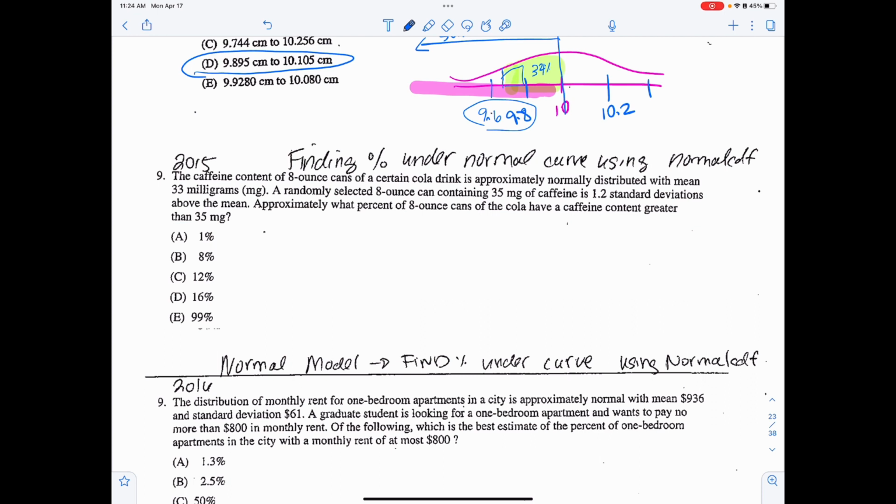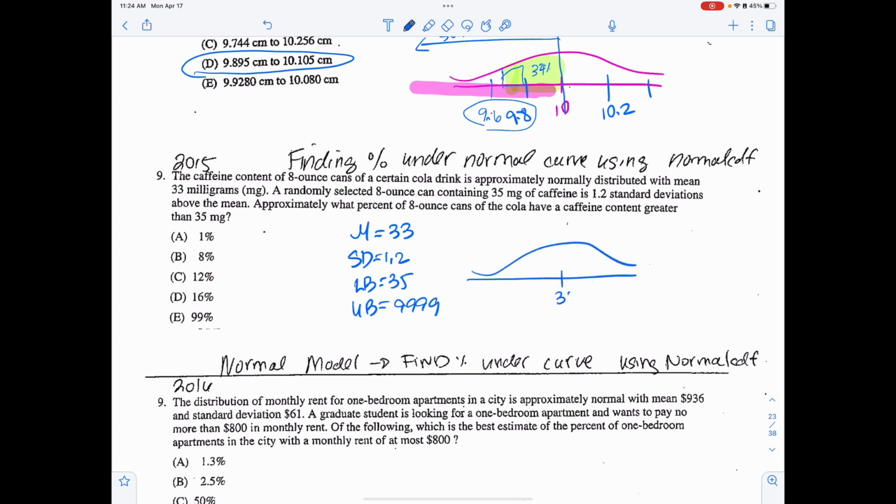A caffeine count of 8 ounces of a certain cola drink is approximately normal with a mean of 33 and a standard deviation of 1.2. Approximately what percent of the cans of cola have a content greater than 35? So I'm looking for what percent is greater than 35. So my lower bound is going to be 35 and my upper bound is going to be infinity, 9999. I'm looking for this. And again, it's normal CDF.